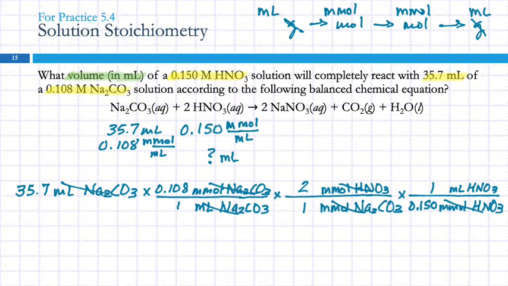So we've got 35.7 times 0.108 times 2 divided by 0.150, and this is going to give me 51.408 is what my calculator says.